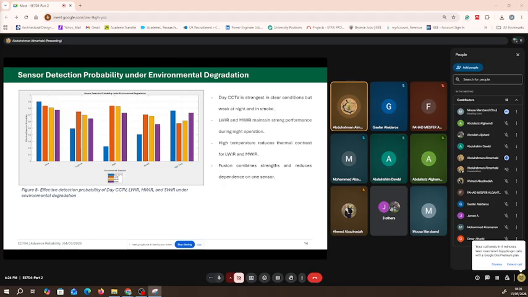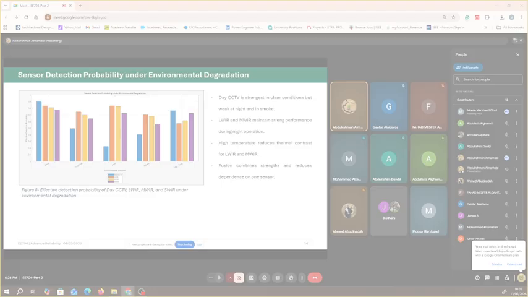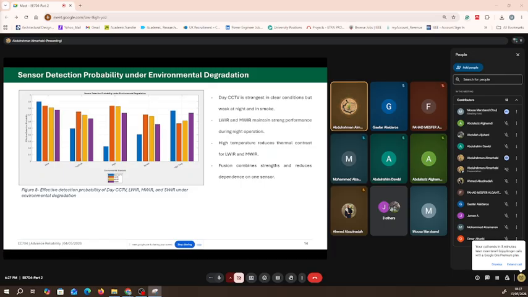In this slide, I will explain why the reliability results occur. The day camera performs very well under clear condition, with the detection probability close to 0.9. However, it is strongly degraded at night and in smoke. The ELWIR and IMWIR maintain strong performance at night because they rely on thermal radiation rather than visible light. The ELWIR provides useful performance in haze and low light condition, and it complements both visible and thermal sensors.